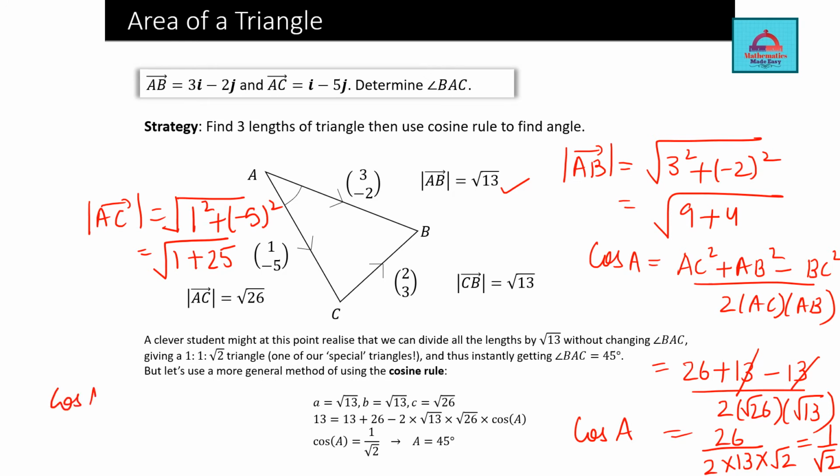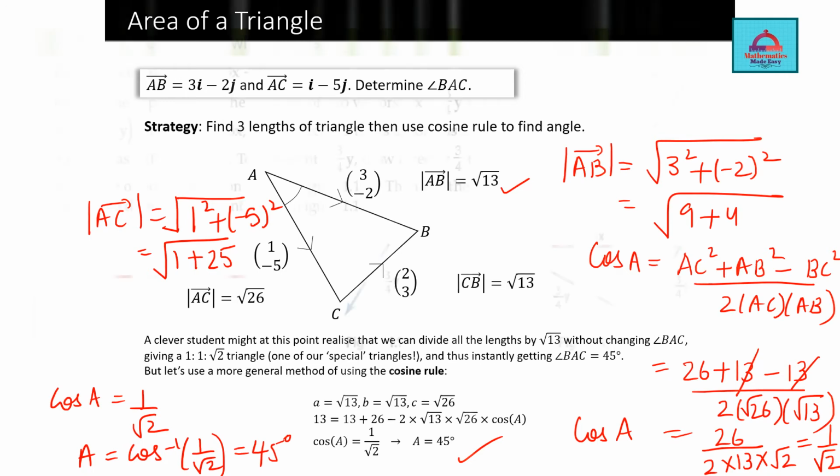So if cos of A is 1 over the square root of 2, A is cos inverse of 1 over the square root of 2, and this happens at the angle of 45. So cos of A equal to 1 over the square root of 2 gives you angle A is 45 degrees. So angle BAC, final answer, is 45 degrees.